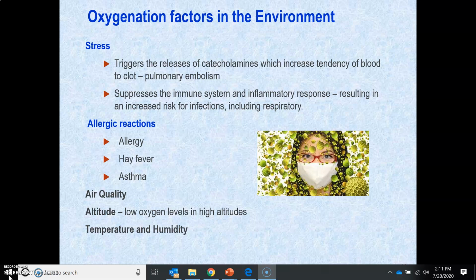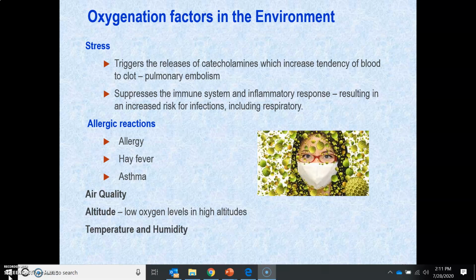We've all heard and seen of allergic reactions, whether it's to peanuts or dust mites or dogs or cats or whatever. That impacts your oxygenation level because you have the inflammatory response. With the allergies and hay fevers and asthma, the airways swell because of the inflammatory process and therefore narrow. Air quality, depending on where you live, is better than it used to be, but it's still not 100%.